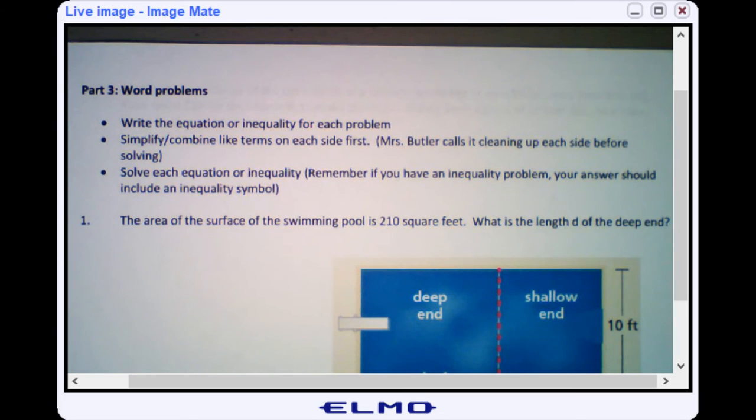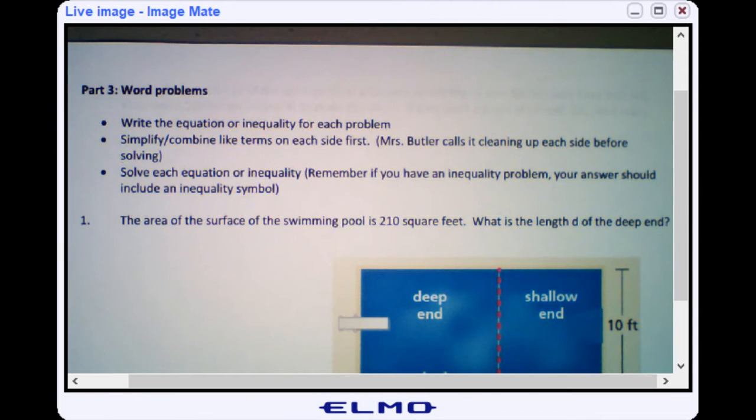For this last part, we're going to be looking at some word problems. We're going to write the equation or inequality for each problem. We're going to simplify or combine like terms on each side first, or as Ms. Butler says, called cleaning it up. And then we're going to solve each equation or inequality. Remember, if you have an inequality problem, your answer should include an inequality symbol.